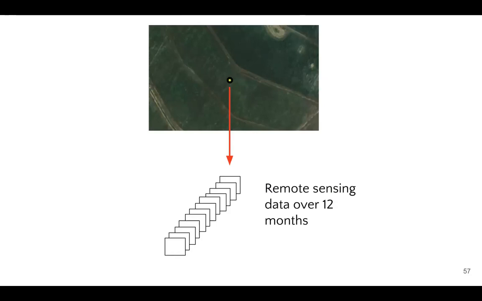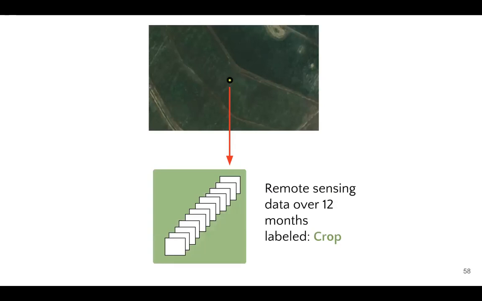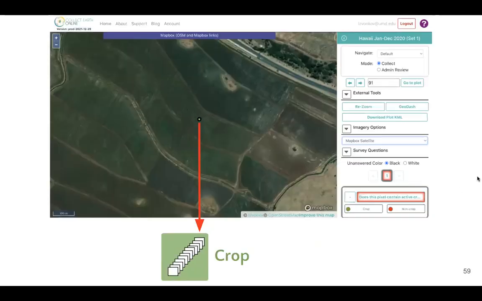The one difference with labeled data is that now for every point that we have available, we have a label. So a label basically means that this one pixel with this data over 12 months is either crop or non-crop. It either has crops that are growing there, or it doesn't. This particular one looks like some sort of field over here, and so we're going to label this point as crop, and I'm going to represent it with this green square.